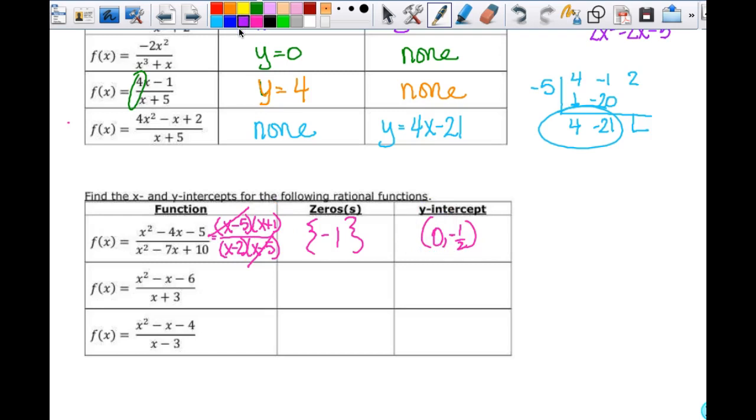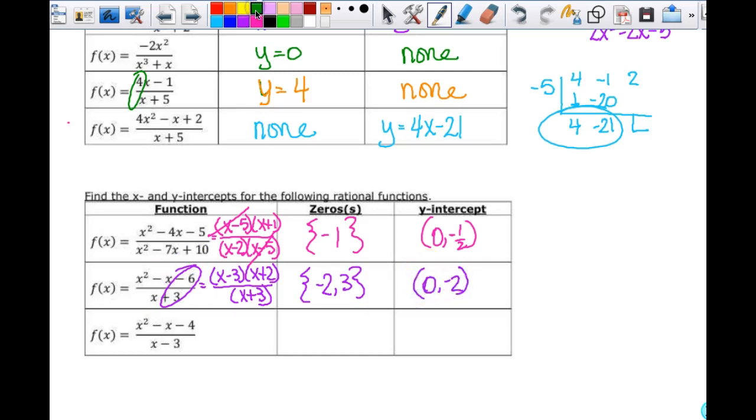Okay. When I factor this one, this is going to give me x minus 3 times x plus 2 over x plus 3. So in this case, I cannot cancel anything out. And that means my zeros are going to be -2 and 3. My y-intercept is probably easier found from this right here. So I'll have 0, -2.